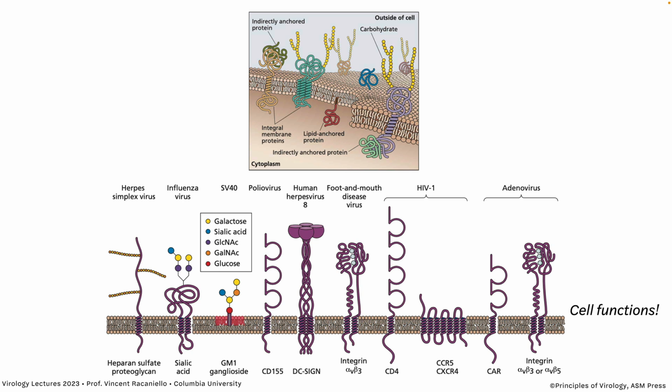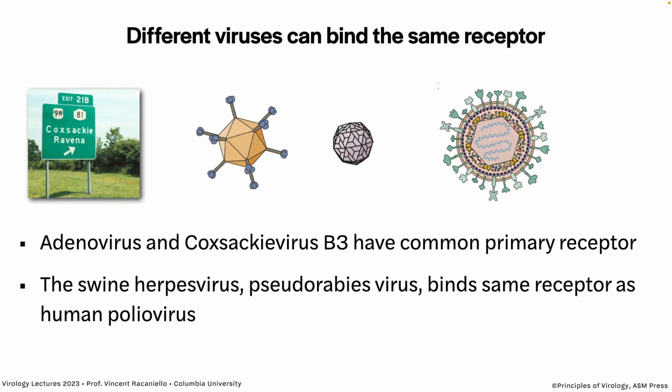chemokine receptor. The main point of this slide is that all these proteins have cell functions, right? They don't exist so that viruses can get in, right? Some people think they do. None of you do, I'm sure. But some people out there in the world think that receptors exist for viruses. No, they don't. They have cell functions, and viruses have evolved to be able to bind to them.